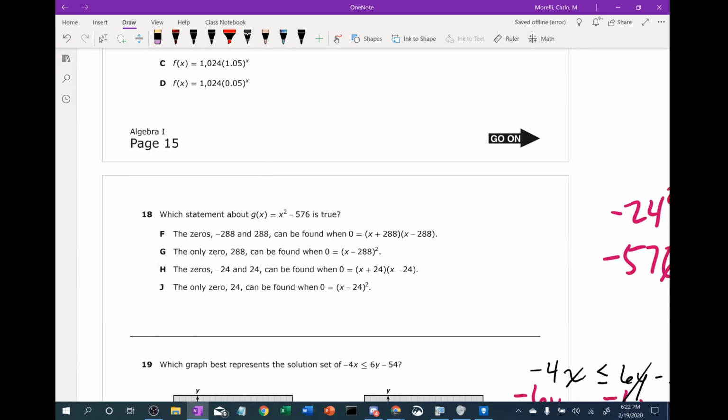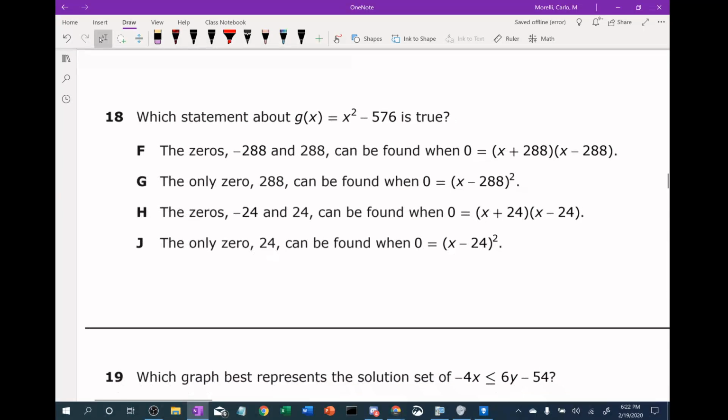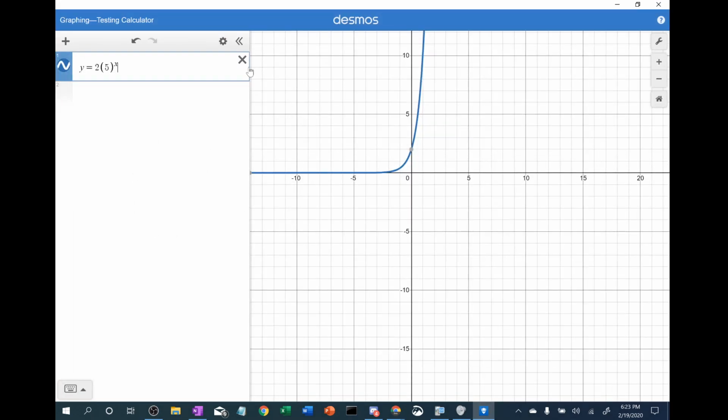Which statement about g of x equals x squared minus 576 is true? All right. So what you need to do is put this in Desmos. Let's go. You got to go to Desmos. X squared minus 576. So you just go in there and type in y equals x squared minus 576.